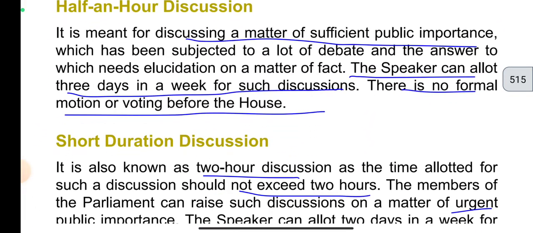Half an hour discussion. It is meant for discussing a matter of sufficient public importance which has been subjected to a lot of debate and the answer of which needs elucidation on a matter of fact. The speaker can allot 3 days in a week for such discussion. There is no formal motion or voting before the house. So half an hour discussion.